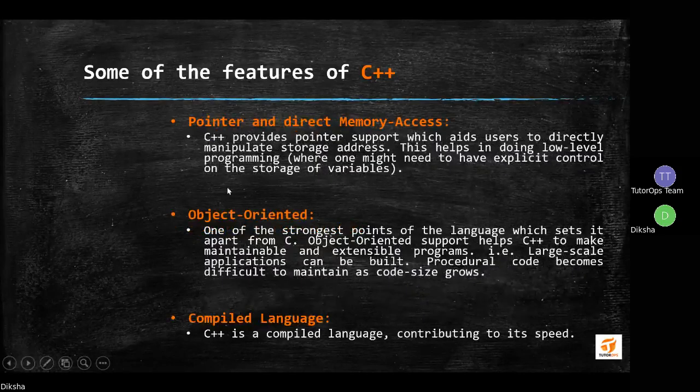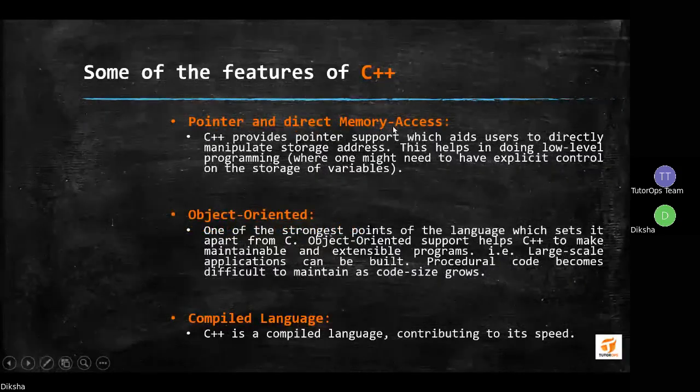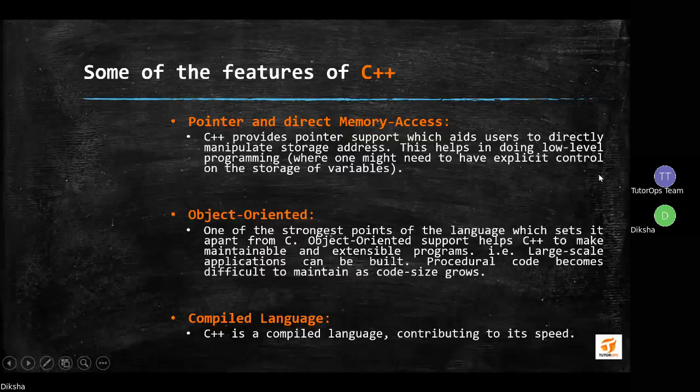Pointers and direct memory access. C++ provides pointer support, which helps users to directly manipulate storage addresses. This helps in doing low-level programming, where one might need to have explicit control on the storage of variables.